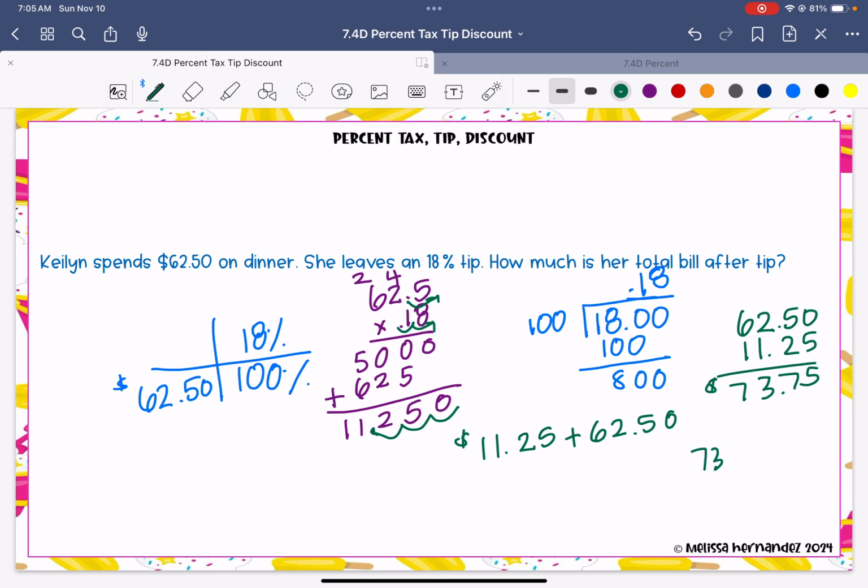So 73.75. That's the total. All right, let's do another example.